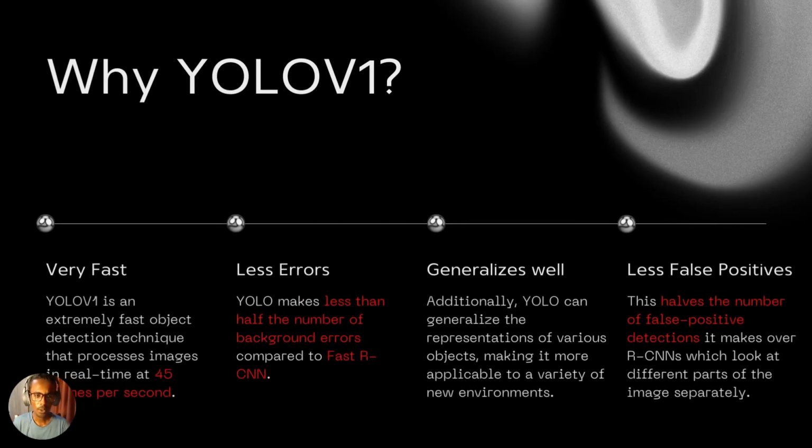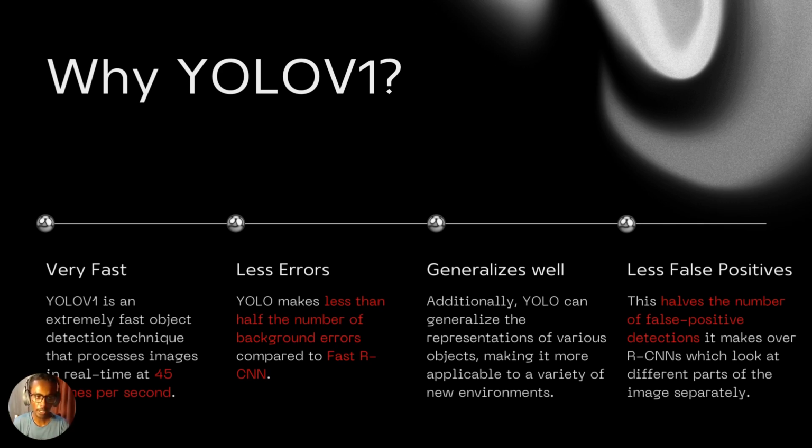So what are the advantages of using YOLOv1? First, it's very fast. As I mentioned before, it runs in real time at 45 frames per second, which is much faster than the RCNN family. Second, it gives fewer errors, less than half of the number of background errors compared to FastRCNN. Third, it generalizes well to the representation of various objects, making it more applicable to a variety of new environments. The fourth one is it provides fewer false positives. It halves the number of false positive predictions.